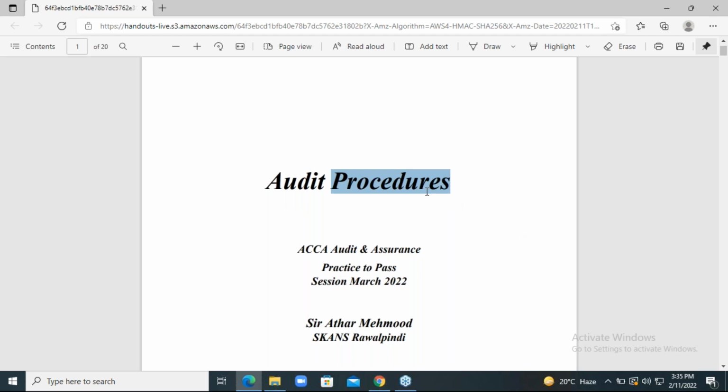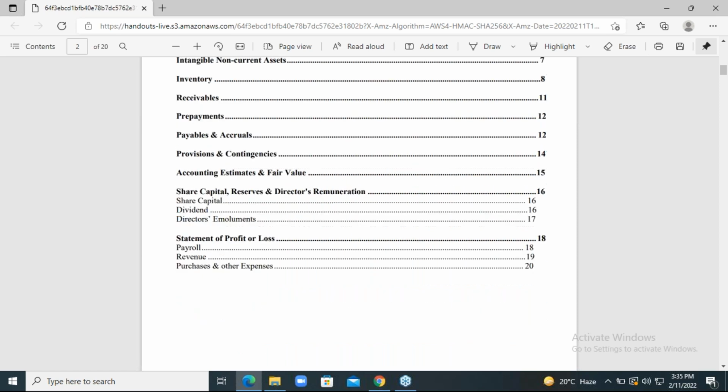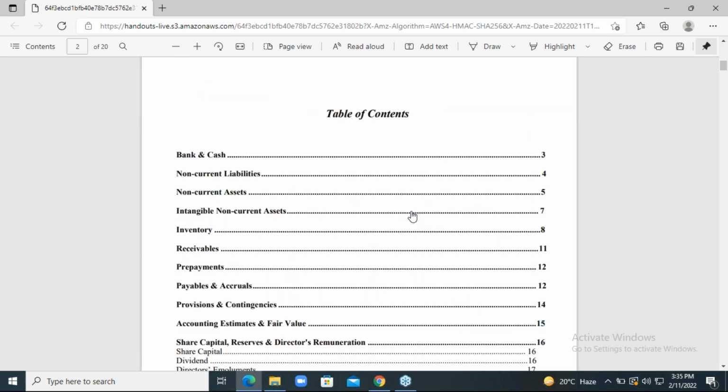Now, how to have the conceptual knowledge of procedures? The alternative approach to that is memorization. Now let's start with how to get conceptualization of these audit procedures. You can see there are certain heads like bank and cash, non-current liabilities, non-current assets, intangible non-current assets, inventory, receivables, prepayments, then payables and accruals, provisions and contingencies, accounting estimates, and fair value.